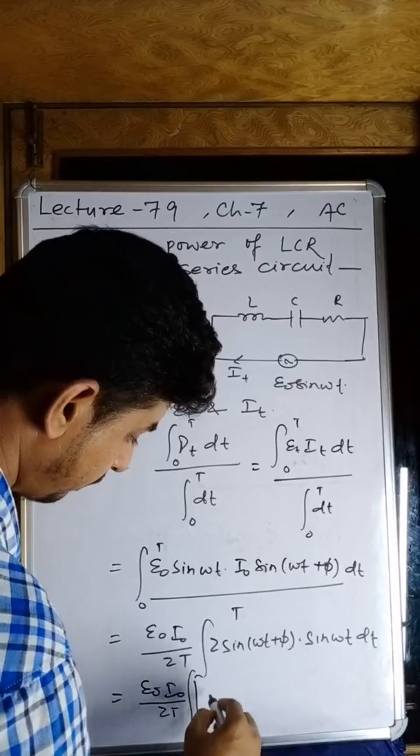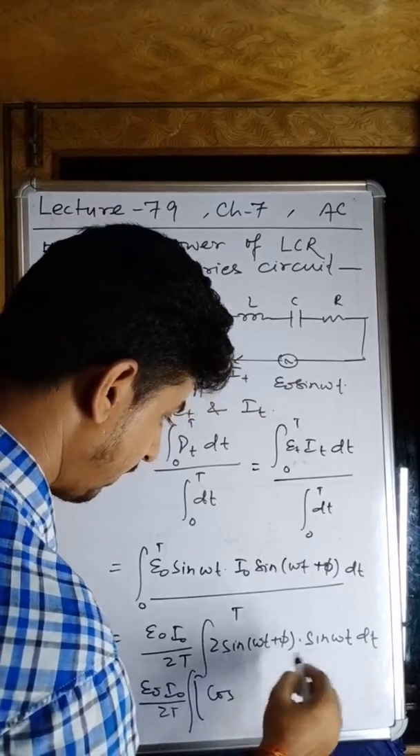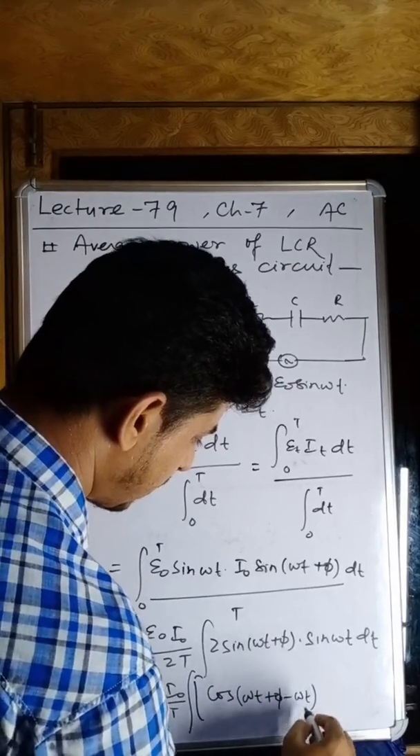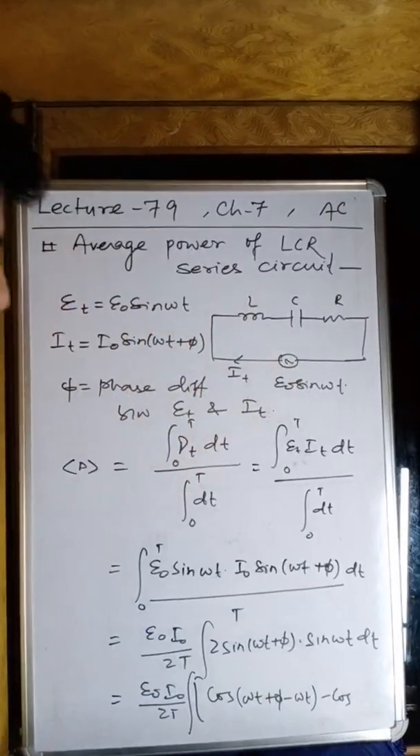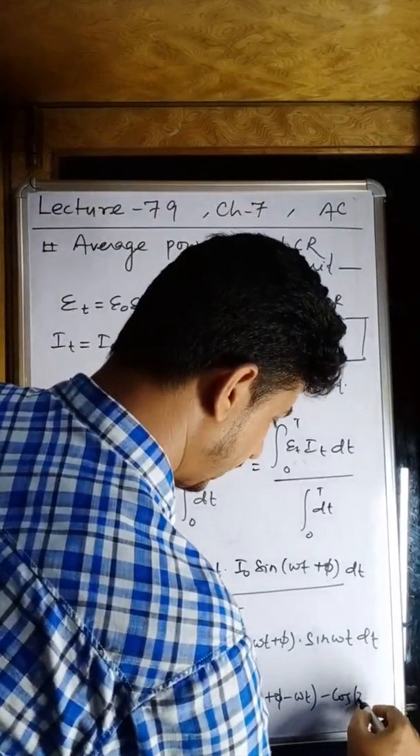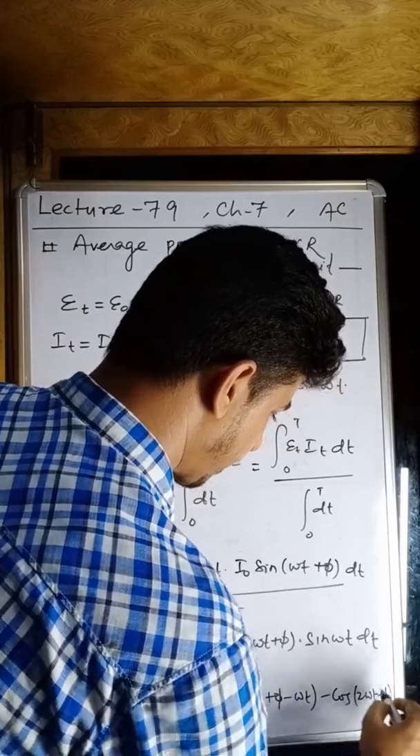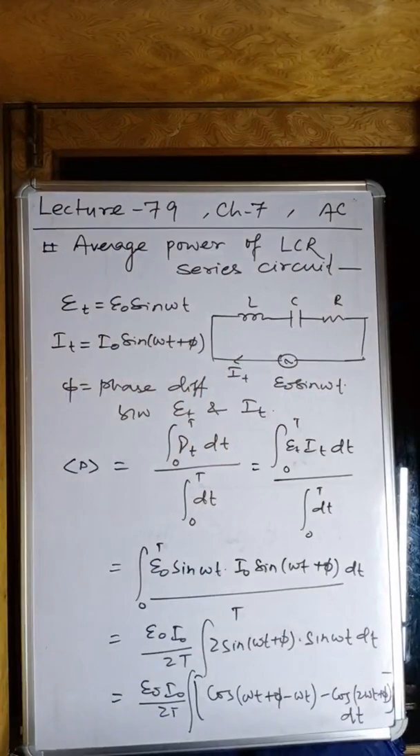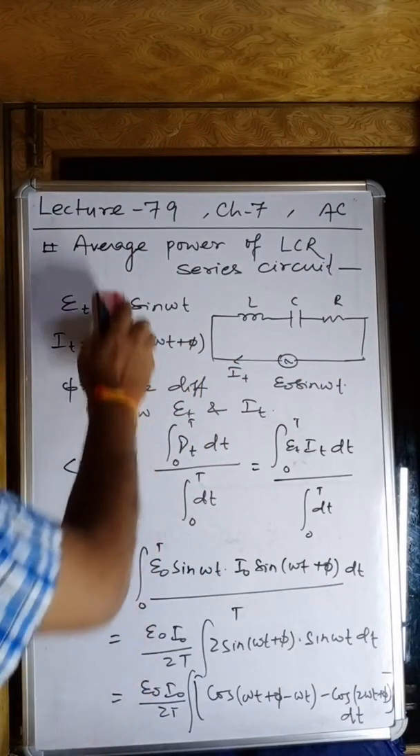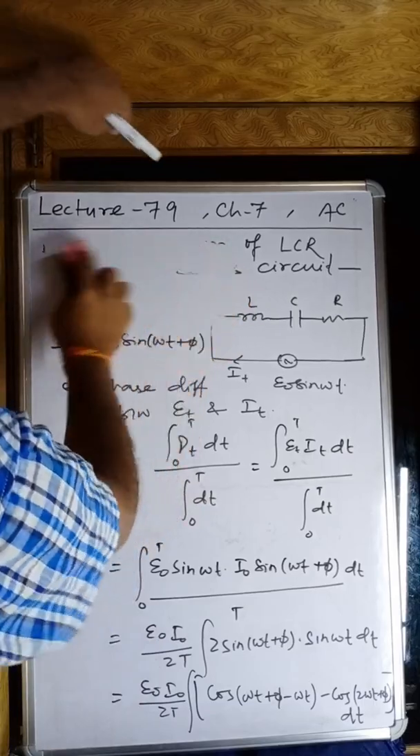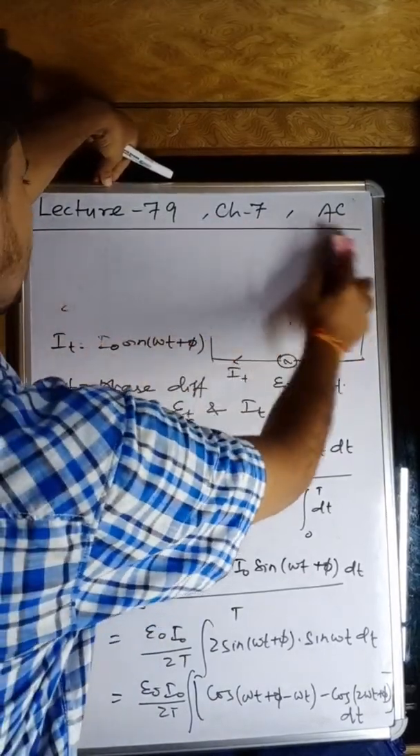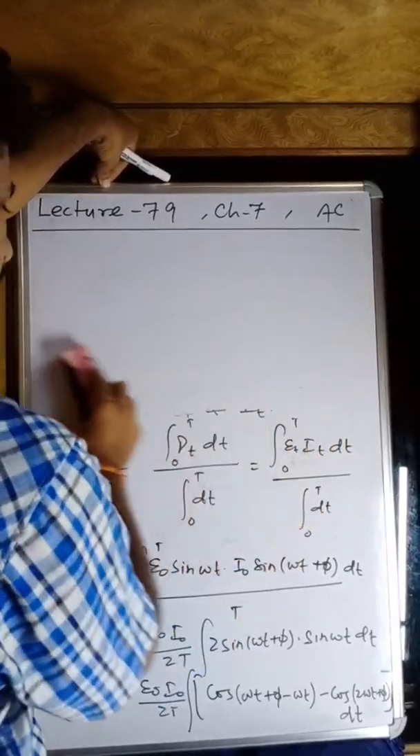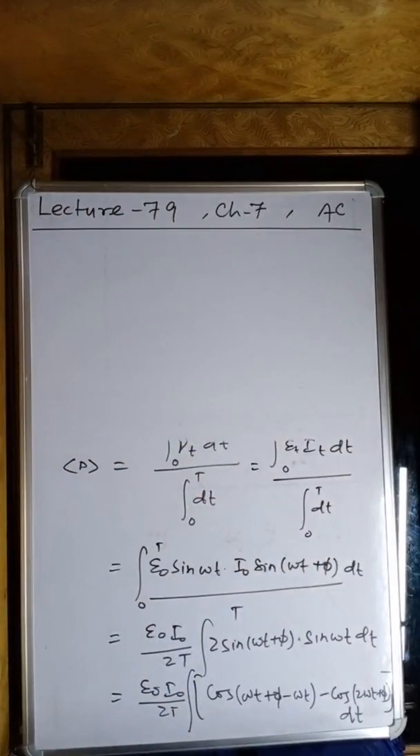the integral of cosine A minus B, which is omega t plus phi minus omega t, minus cosine A plus B, which is twice omega t plus phi, times dt. Now further, if you are understanding till here, my dear students, then you can do the integration by yourself. I know this is not very difficult for you.